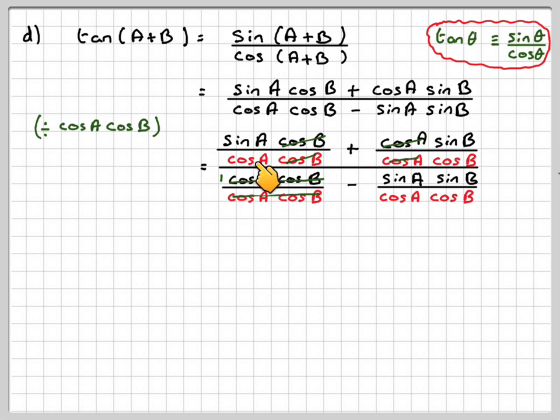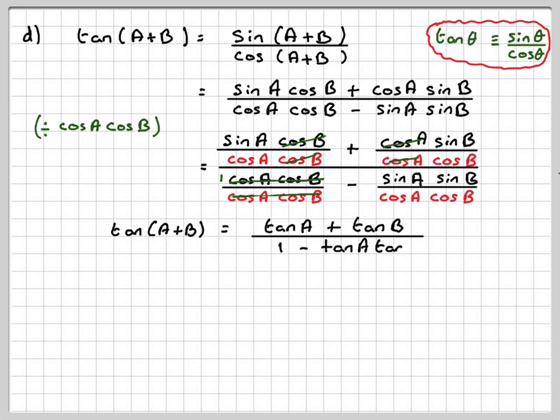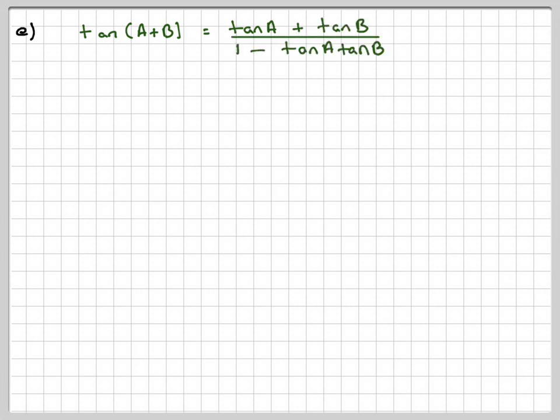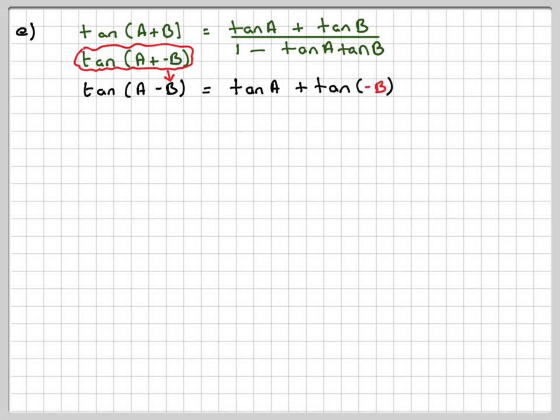Okay, and we know that sine A over cos A is actually tan A. So we're going to have that tan A plus B is going to be tan A plus tan B over 1 minus tan A tan B. If we now use that, we're going to have that tan A minus B is going to be tan A plus minus B. So we're going to have tan A plus tan minus B over 1 minus tan A tan minus B.